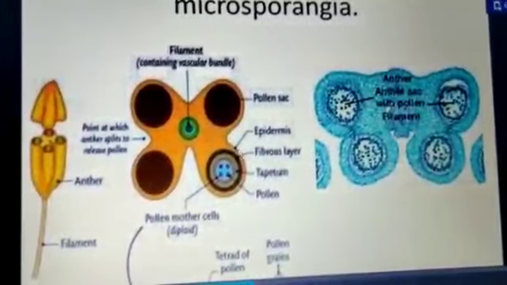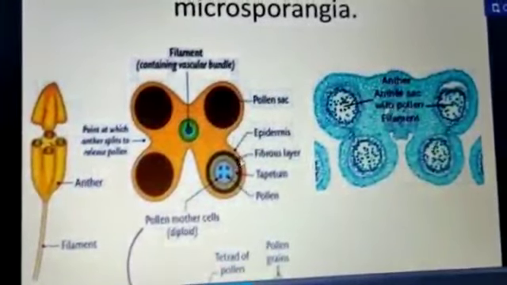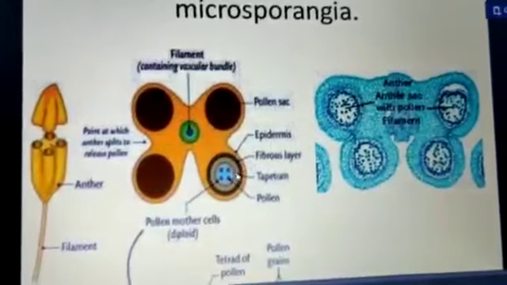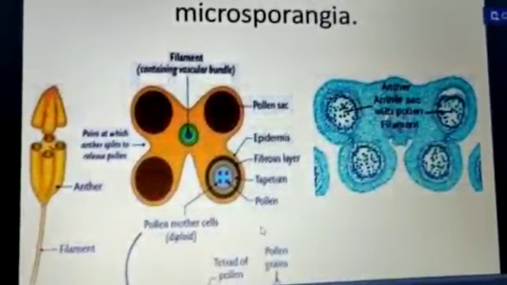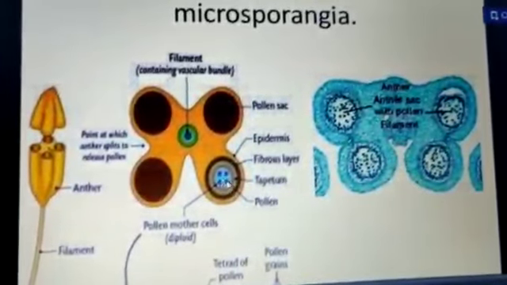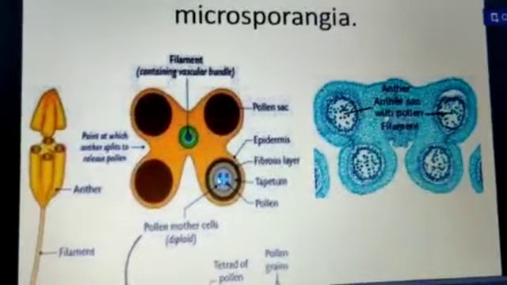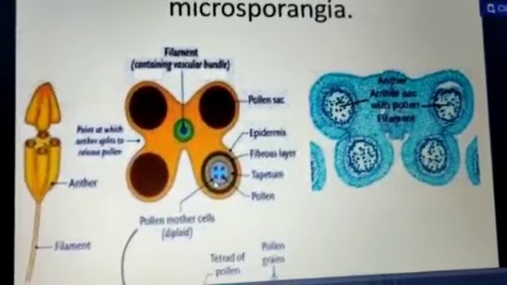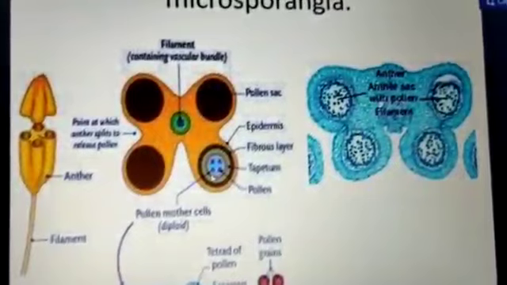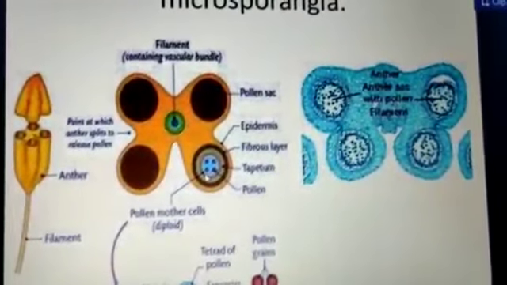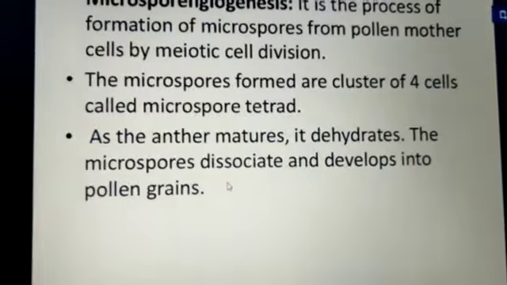The outermost layer is epidermis. The next one is the fibrous structure. The third one is the tapetum, which provides the nourishment to the developing pollen grain. These are the pollen grains that are produced, and this is the pollen mother cell which helps in the formation of the cells by mitotic division. Okay.